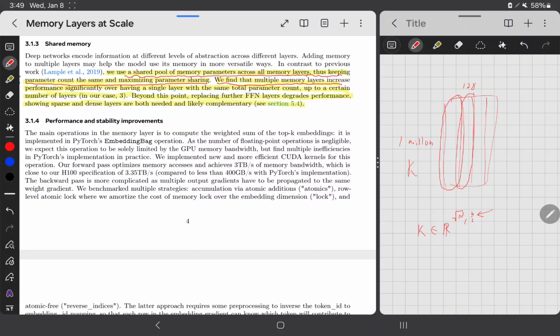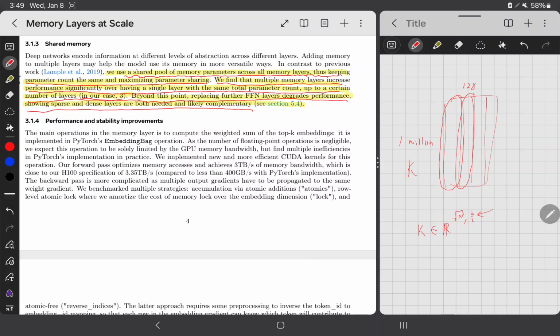They find that multiple memory layers increases performance significantly over having a single layer with the same total parameter count, up to a certain number of layers, in our case 3. Beyond this point, replacing further feed-forward network layers degrades performance, showing sparse and dense layers are both needed. So basically, they only replaced a few feed-forward layers with this because it degrades performance for some reason. And that's probably because you're sharing these parameters across those layers. If I only have a set number of parameters and I share them for every layer, it's not going to be that expressive. So they say that they only have 3 layers that they actually utilize.